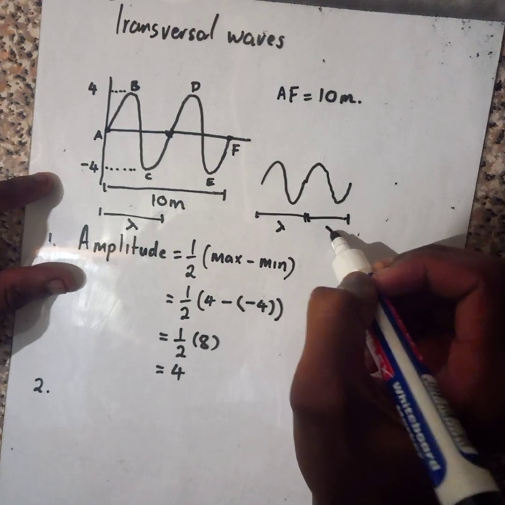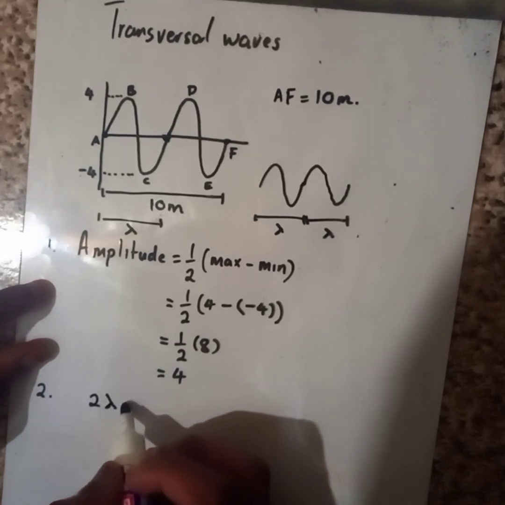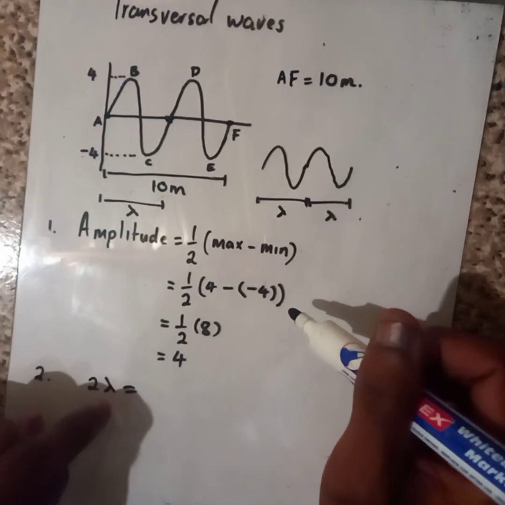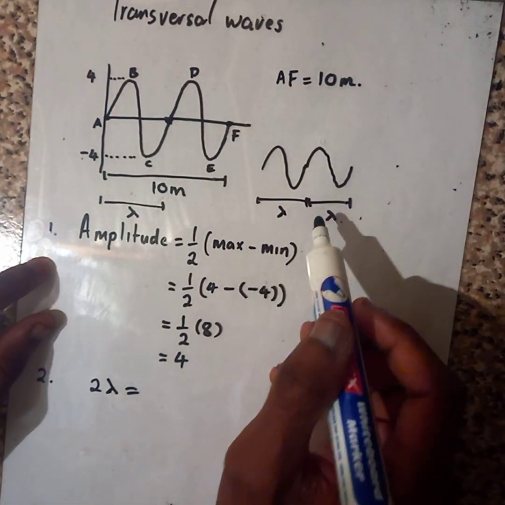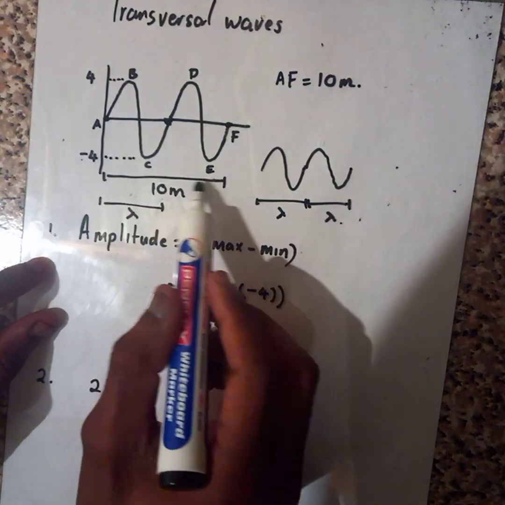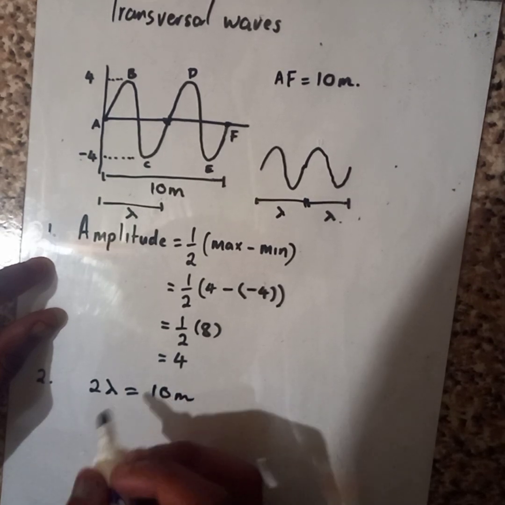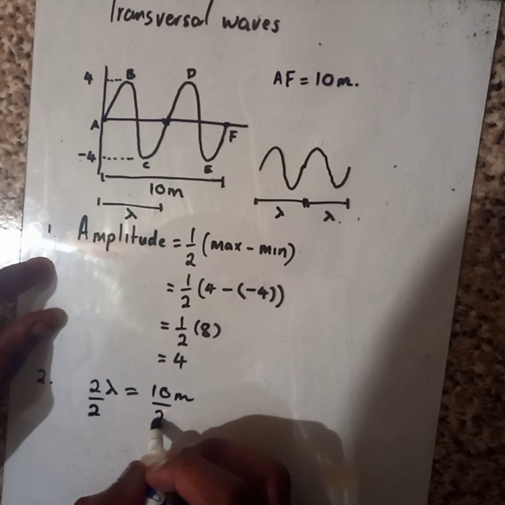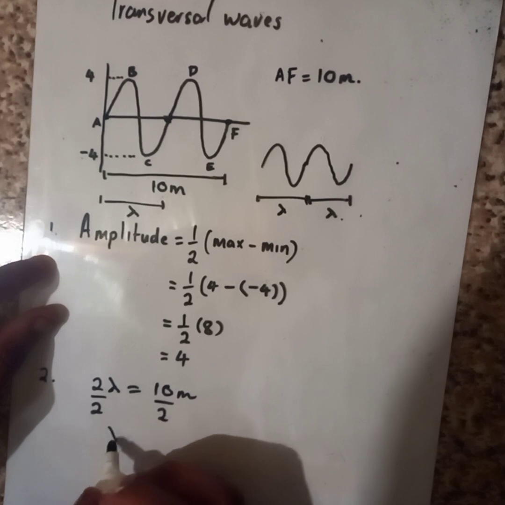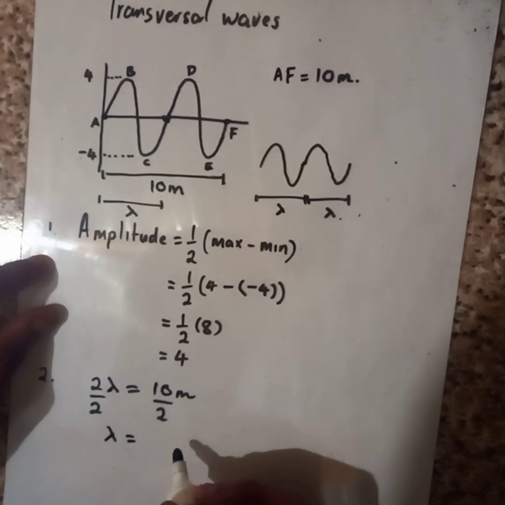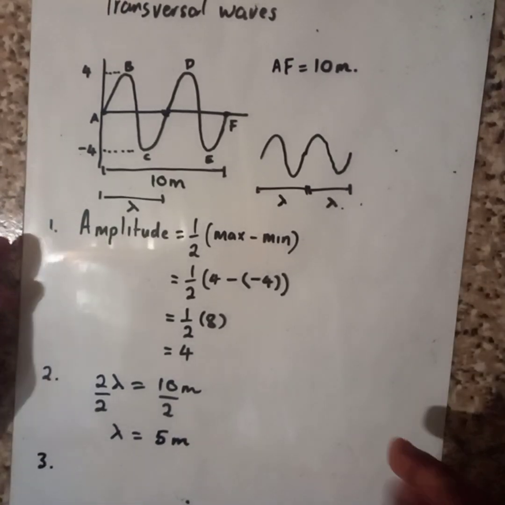wavelength. Then how many are they? There are 2. Then you add them. 2 wavelength is equals to, no, this is not the final answer. Then you add them, 2 wavelength. Then you equate them to the total, which is 10 meters. Then at this point, we can now do what? Divide throughout by 2. Then you get the wavelength, which is 5 meters.